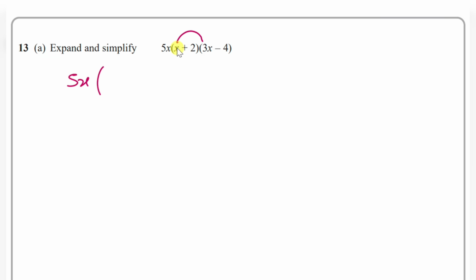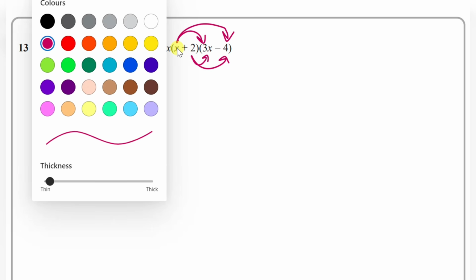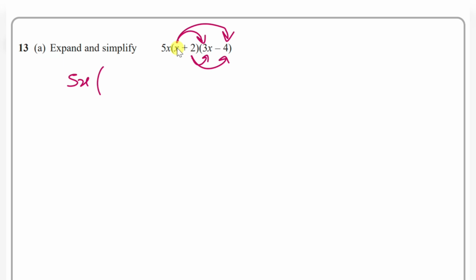Now, to multiply this, I always do this. It'll be x times 3x, and then x times minus 4. And then 2 times 3x, and 2 times minus 4. So doing it all at once, it's going to be x times 3x is 3x squared, x times minus 4 is minus 4x, 2 times 3x is plus 6x, and lastly, 2 times minus 4 is minus 8. And that's that part done.